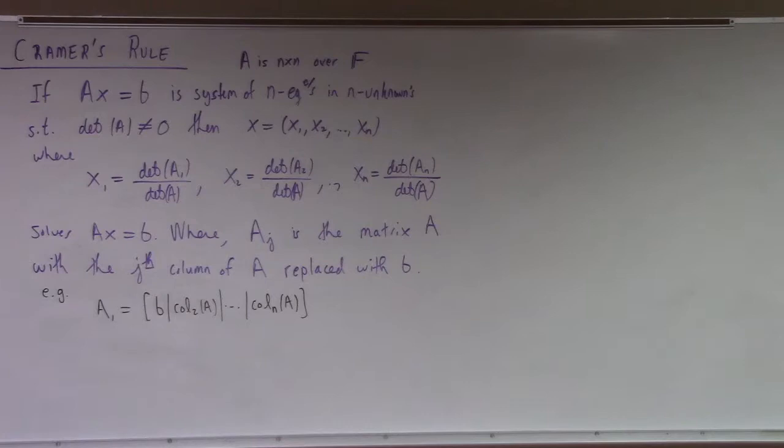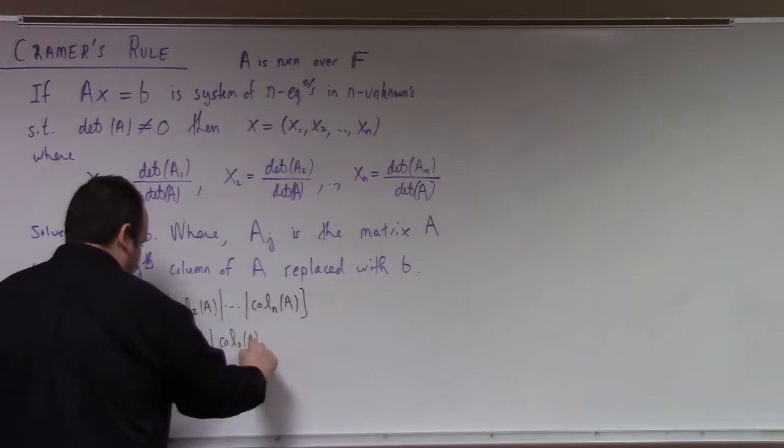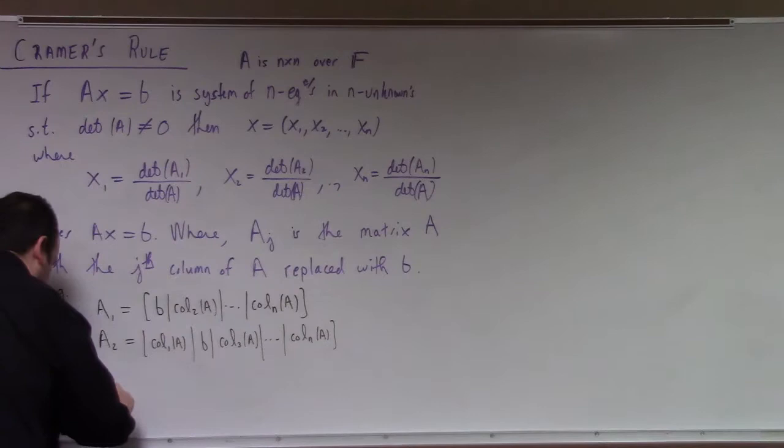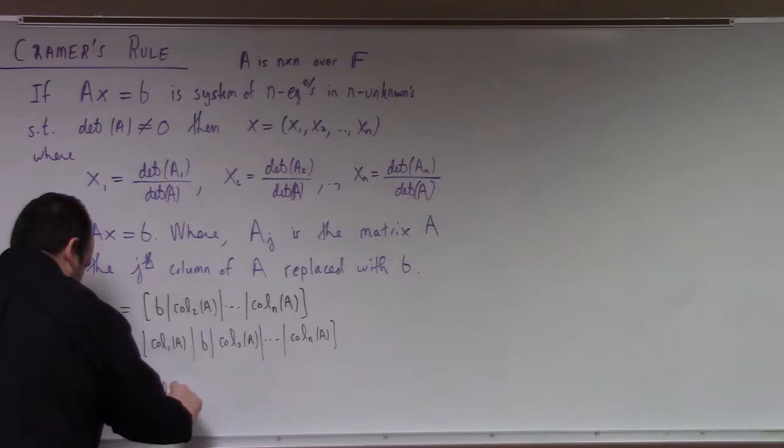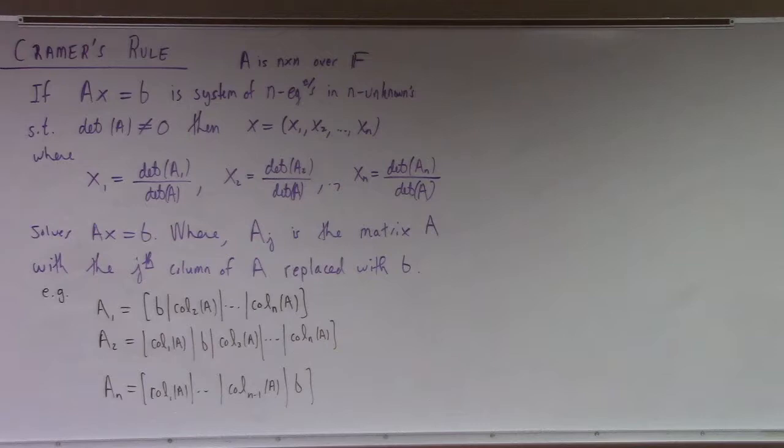So there's A1. What would A2 be? That'd be column 1 of A. Then you put B in the second column. The third column has column 3 of A, and then so forth. A sub n is basically just column 1 of A all the way out to column n minus 1 of A, and then B in the last column. These are the A1 through AN, which we use to formulate Cramer's rule. Okay?